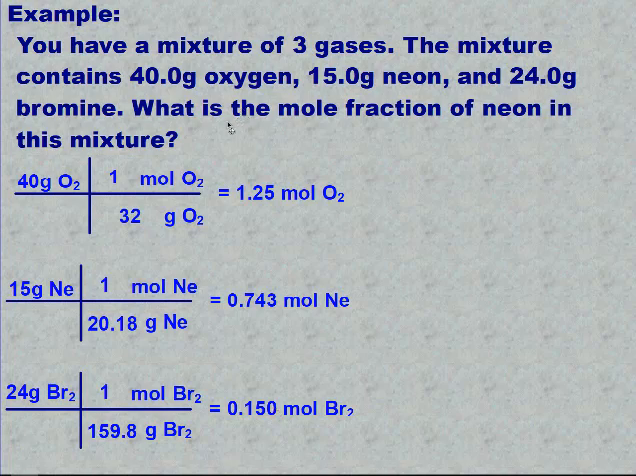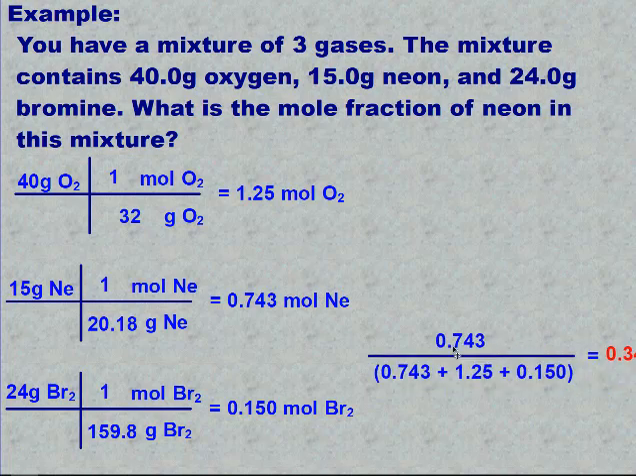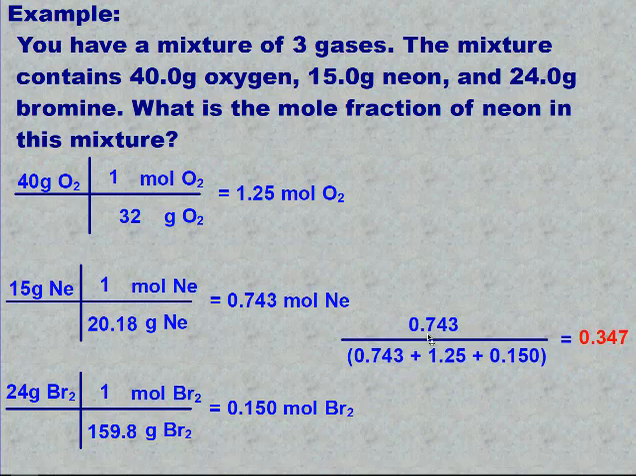So the next step is read the question. It says, what is the mole fraction of neon? So I need to put neon's moles on top and the sum of all 3 on bottom. That equals 0.347. If I had found the mole fraction of oxygen, neon, and bromine and added them up, it should give me 1. So the only way to change it is if the problem said what is the mole fraction of oxygen, I would have had 1.25 on top. The denominator would have still been the same.